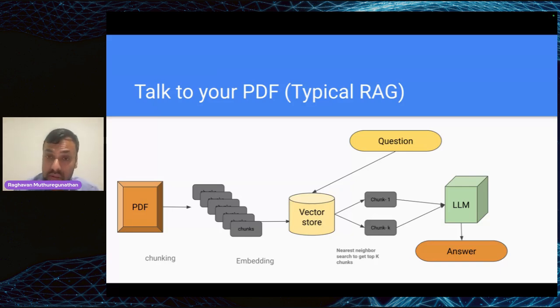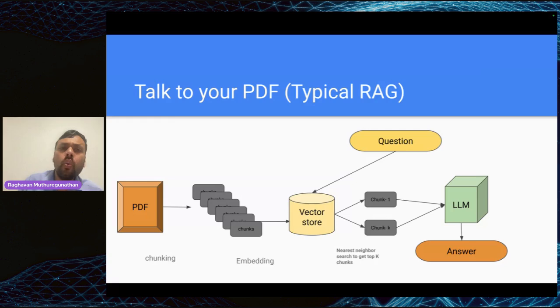The vector store retrieves the relevant chunks through some nearest neighbor search that are relevant to that question. Actually, the question gets converted to an embedding, and then you do a vector search, and you retrieve the nearest neighbors that are relevant to that question. And then you send that to an LLM and prompt the LLM to generate an answer.